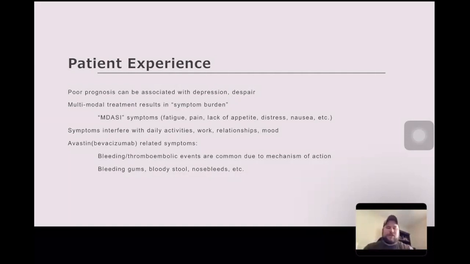And then speaking more to Avastin, as Sarah had covered earlier, since it functions to inhibit VEGF, it reduces the efficiency of endothelial cell regeneration. And this reduced efficiency leads to blood vessels that are much more prone to bleeding. So you can have bleeding gums, bloody nose, anything up to and including terrible life-threatening hemorrhage.